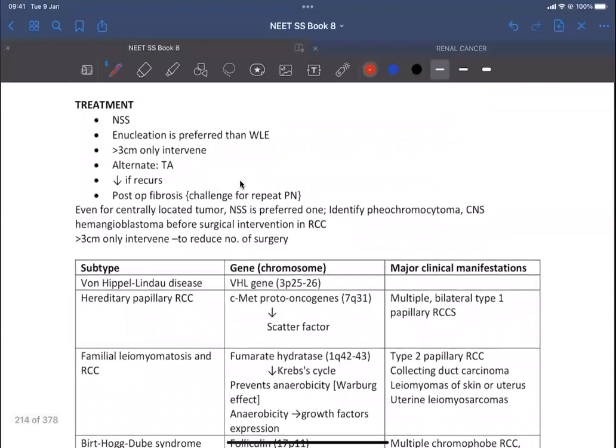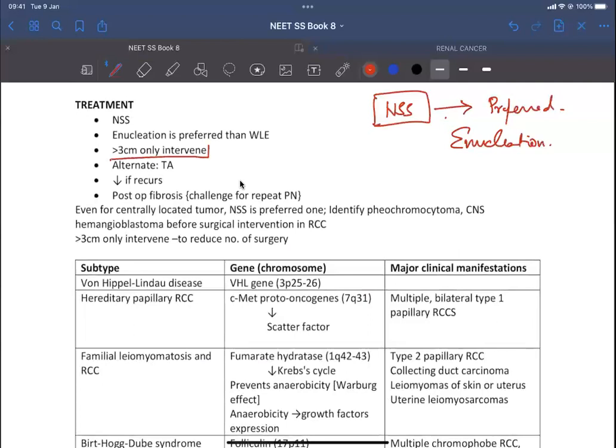And how do you manage these tumors? Nephron sparing surgery is the preferred approach, and we try and enucleate these tumors. It doesn't matter if you've got a negative margin or a positive margin in these cases, because they're going to invariably form more tumors anyway. So the least amount of parenchyma that is wasted, the better for these patients in terms of renal function. And unlike other tumors, we only intervene when the size is more than 3 centimeters.